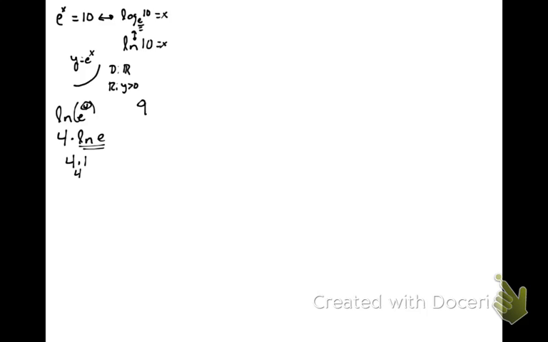Let's evaluate e to the natural log of 1. We'll recall the argument is 1. So e to what power is 1? Well, it has to be 0. So this ends up being 0.